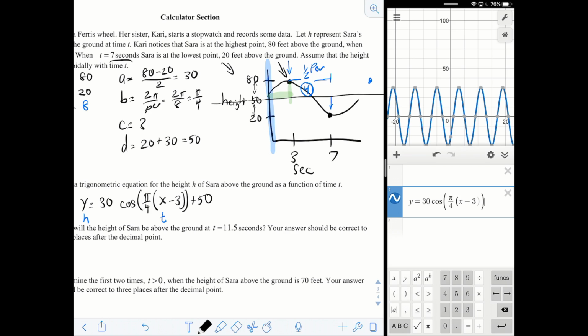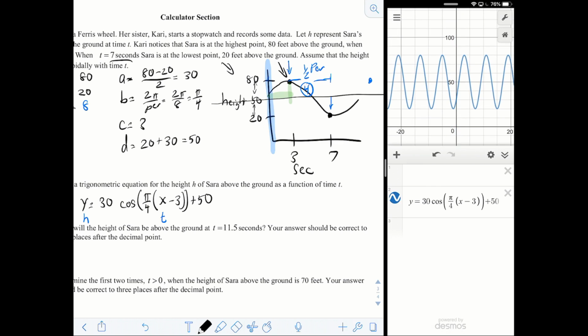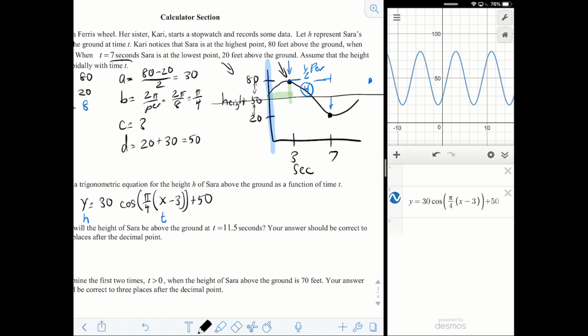Okay, close my parentheses twice, and then plus 50. You need to make sure that you do that on your calculator. Set up the parentheses exactly the same way. So we end up getting a graph that looks like this, and to tell you the truth, it sort of does model what I have in my picture.